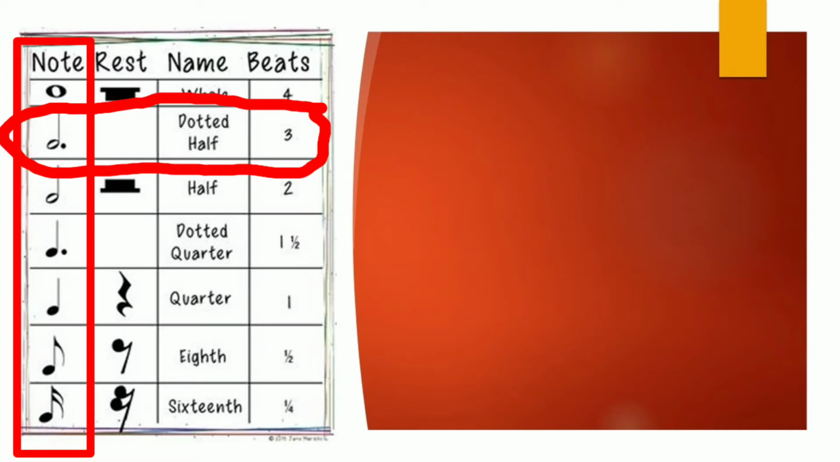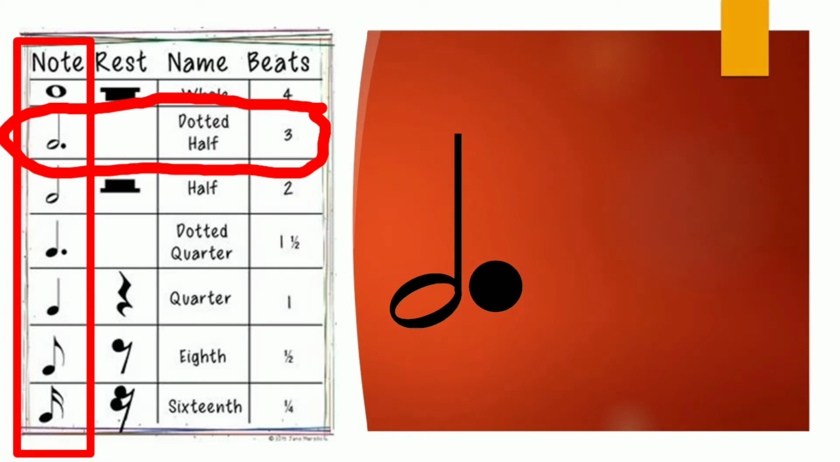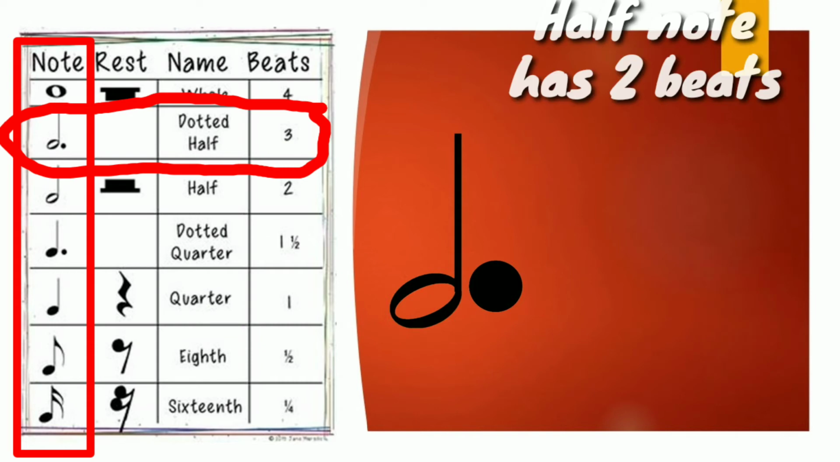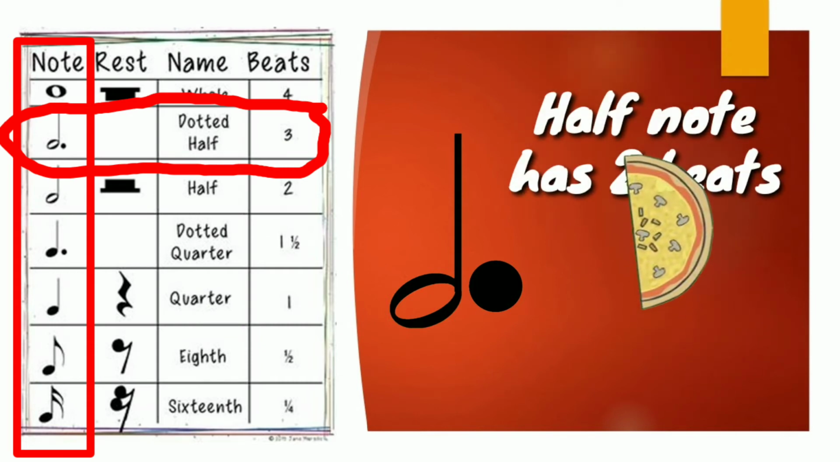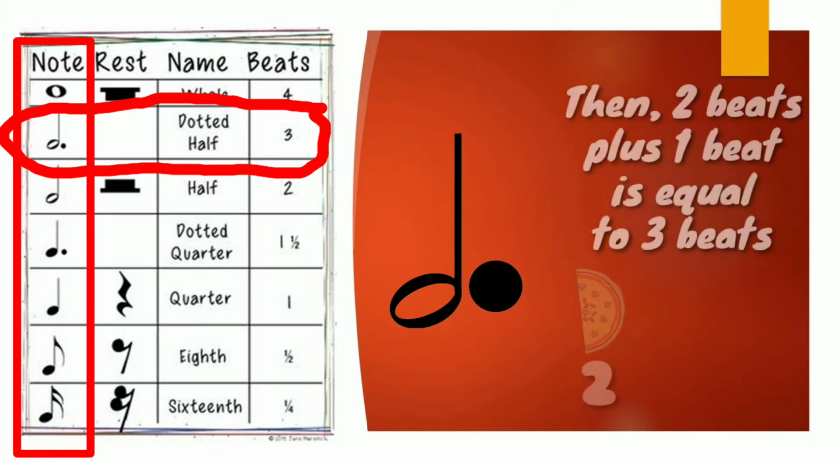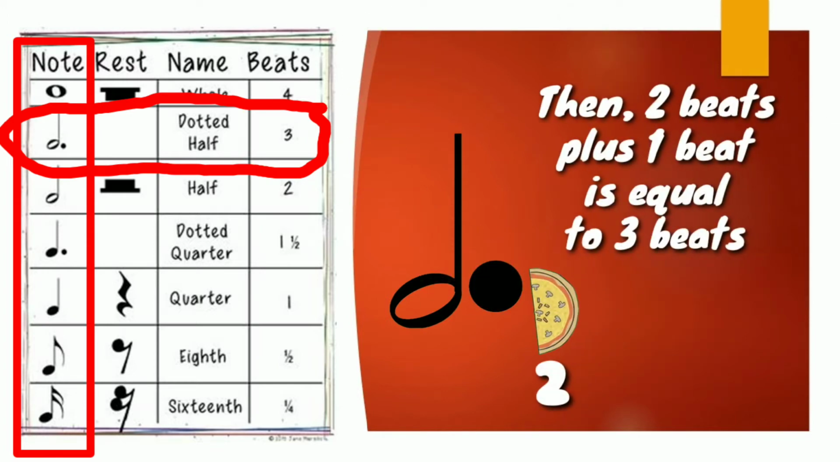We have this circle with a stem and a dot beside it. What do you think this dot signifies? Well, it only means plus half of the beat of the note that precedes it. So if half note has 2 beats, then half of 2 beats is 1 beat. Therefore, 2 beats plus 1 beat is equal to 3 beats.